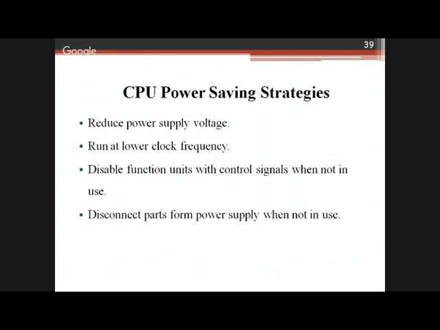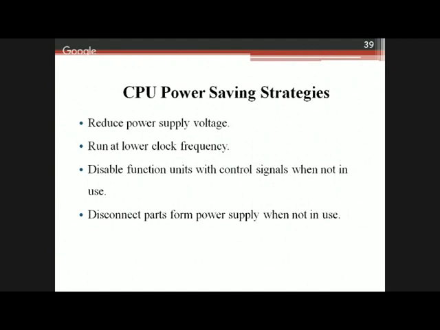Disconnect the parts from the power supply when not in use. It's not disabling, it's putting them into sleep mode. Just remove those parts from the power supply when they are not in use. So these are the strategies which we follow in order to save power.